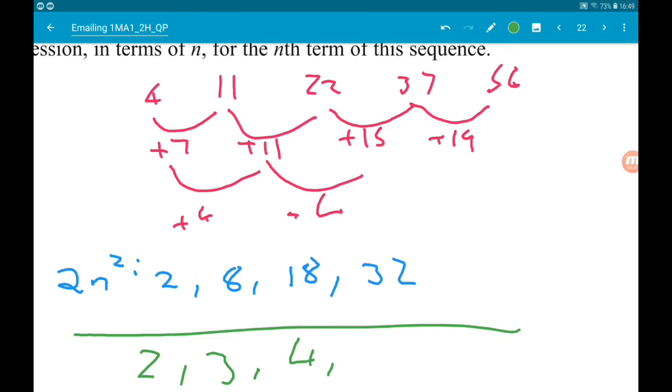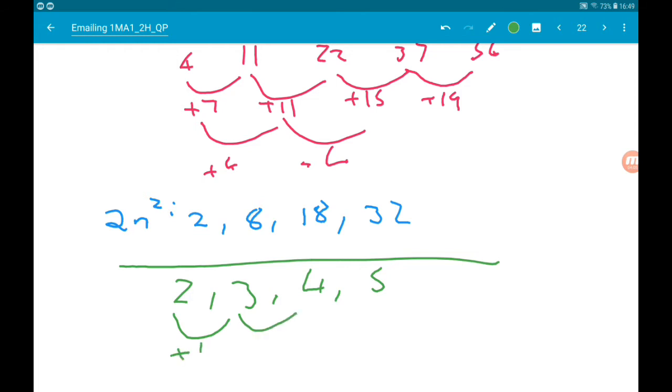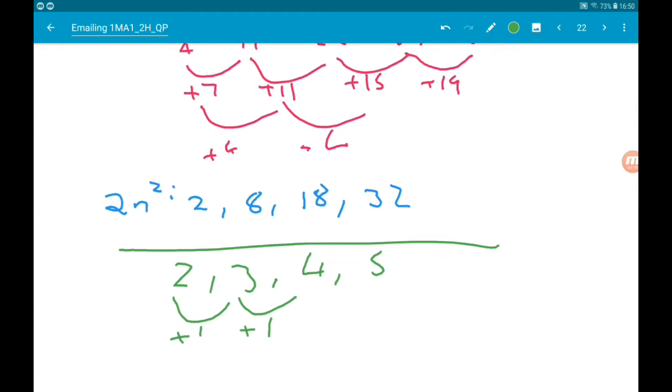37 take away 32 is 5. So this is indeed a linear sequence now. So it's going up in ones. So that tells us the nth term to the linear part is 1n. But it's not just 1n. If it was just n, it would be 1, 2, 3, 4, 5. But it's 2, 3, 4, 5.